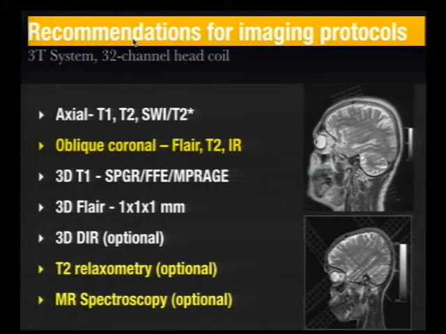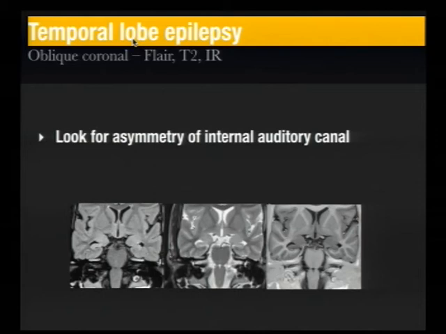This is the imaging protocol we follow. We do axial T1, and especially we do 3D sequences in 3 planes: 3D T1, 3D FLAIR, and 3D DIR optionally. We do T2 relaxometry in patients where we are suspecting mesial temporal sclerosis and the conventional MR is normal. Sometimes we do spectroscopy where we are suspecting MTS and the rest of the imaging findings are normal. Then we do coronal T2 FLAIR, coronal T2, and coronal IR sequences.